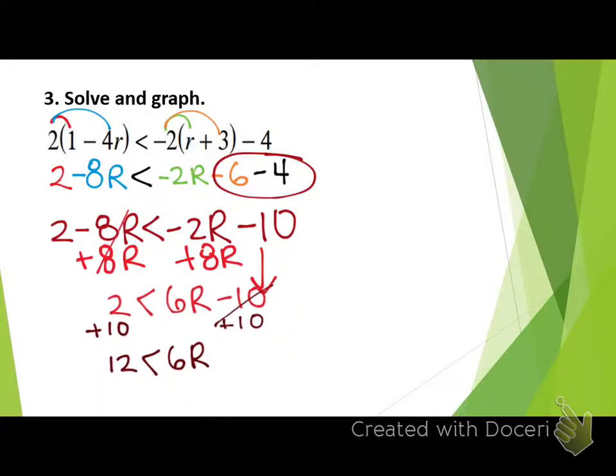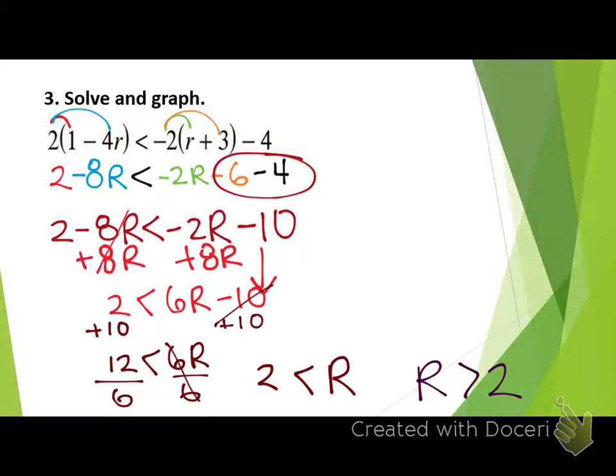All right, and then my last step, divide by 6. So then we have 2 is less than r. So when I flip it, what will that look like? R is greater than 2. Correct, r is greater than 2.